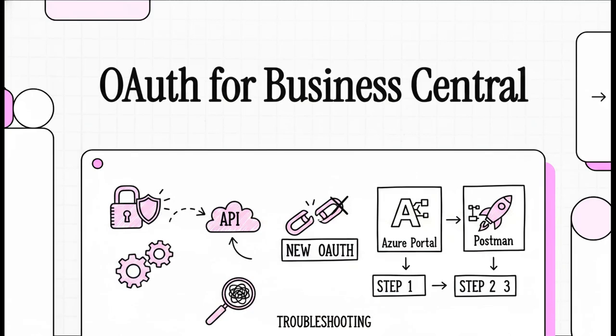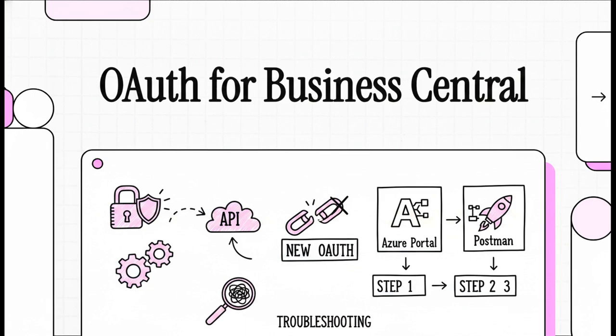Look, if you're working with Dynamics 365 Business Central, keeping all your systems connected is obviously a top priority. But recently, I noticed a major shift that essentially forces us to completely rethink how API connections are handled. So today we're going to look at this pressing need to migrate away from the old authentication methods, and we'll walk step by step through exactly how to configure OAuth in both the Azure portal and Postman.